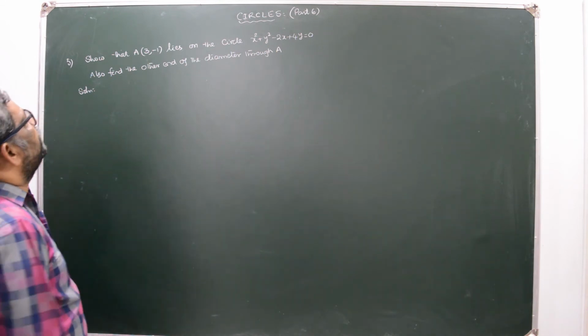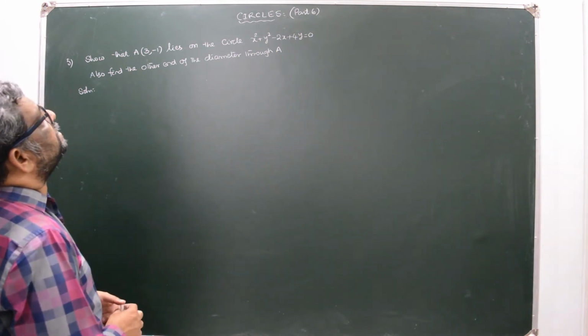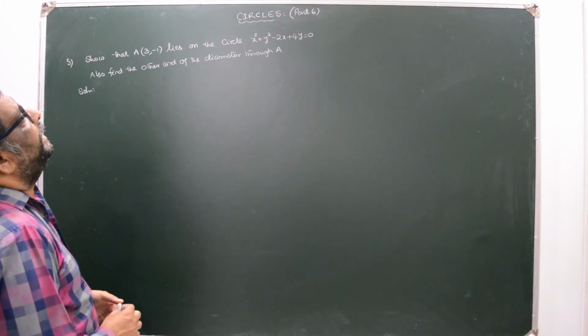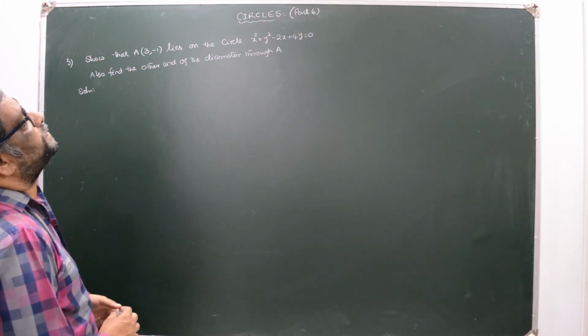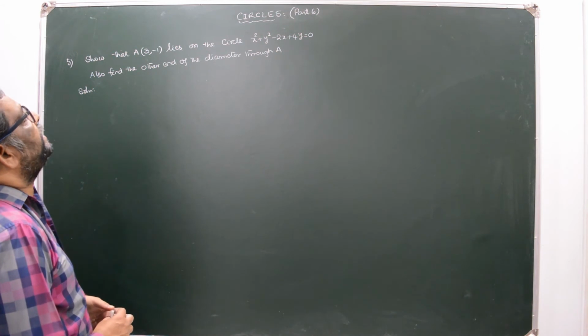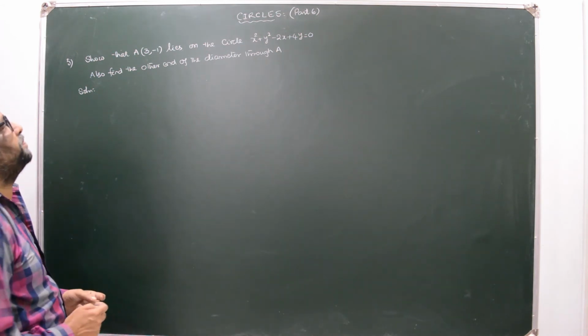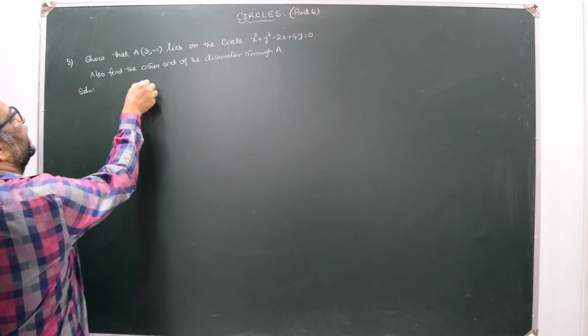The next question is: show that A (3, minus 1) lies on the circle x square plus y square minus 2x plus 4y equal to 0. Also find the other end of the diameter through A. Let us consider the circle first.